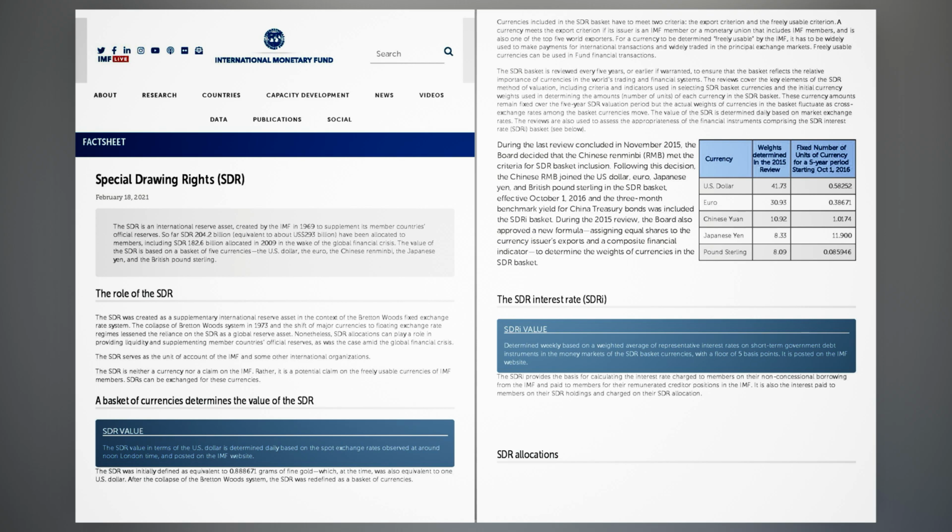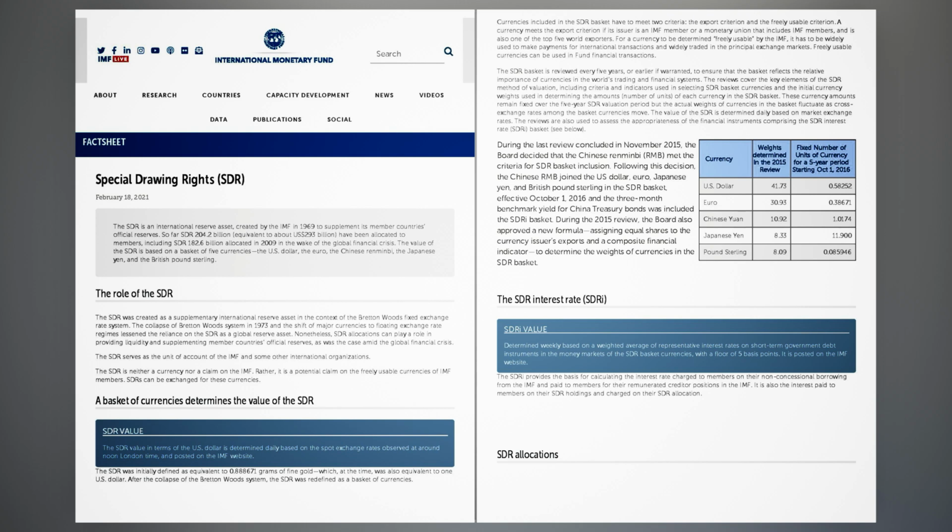The SDR serves as the unit of account of the IMF and some other international organizations. The SDR is neither a currency nor a claim on the IMF. Rather, it is a potential claim on the freely usable currencies of IMF members. SDRs can be exchanged for these currencies. A basket of currencies determines the value of the SDR.